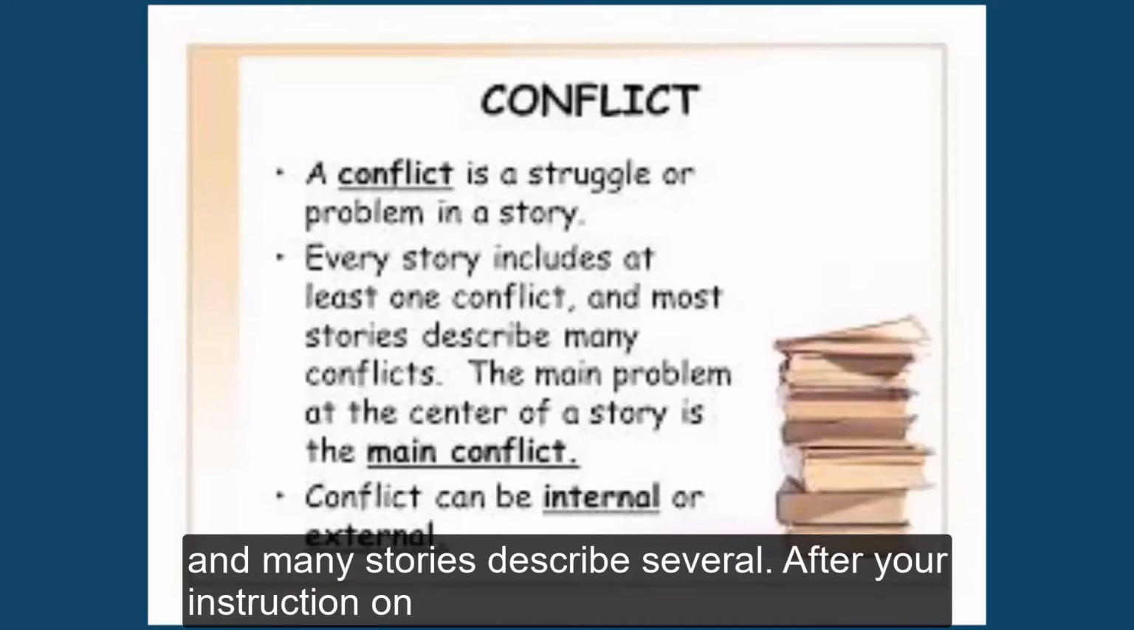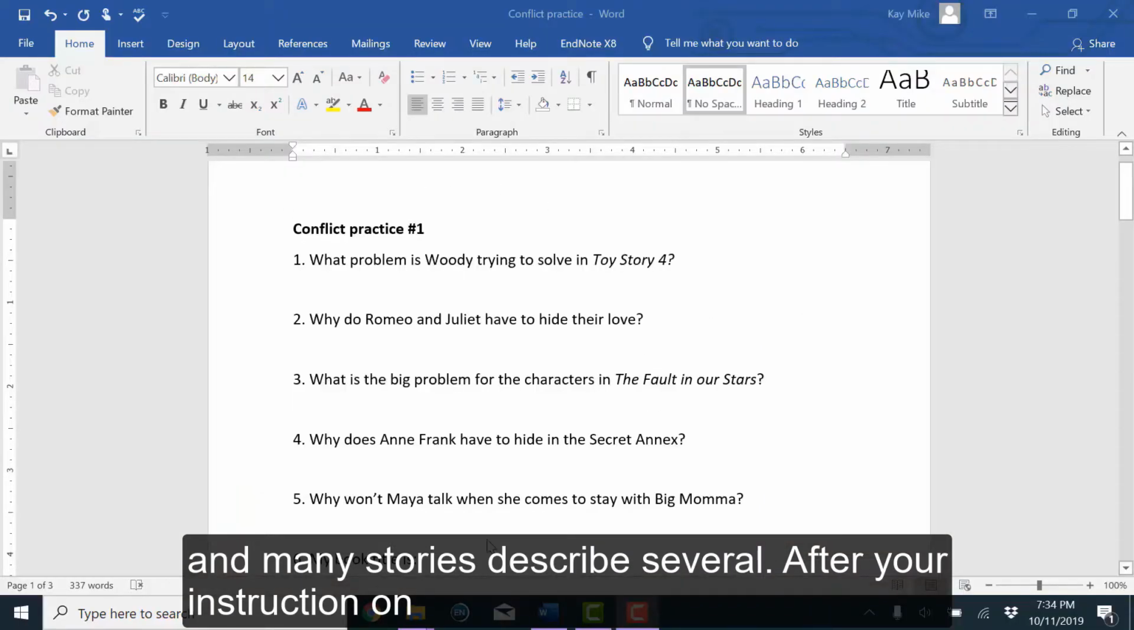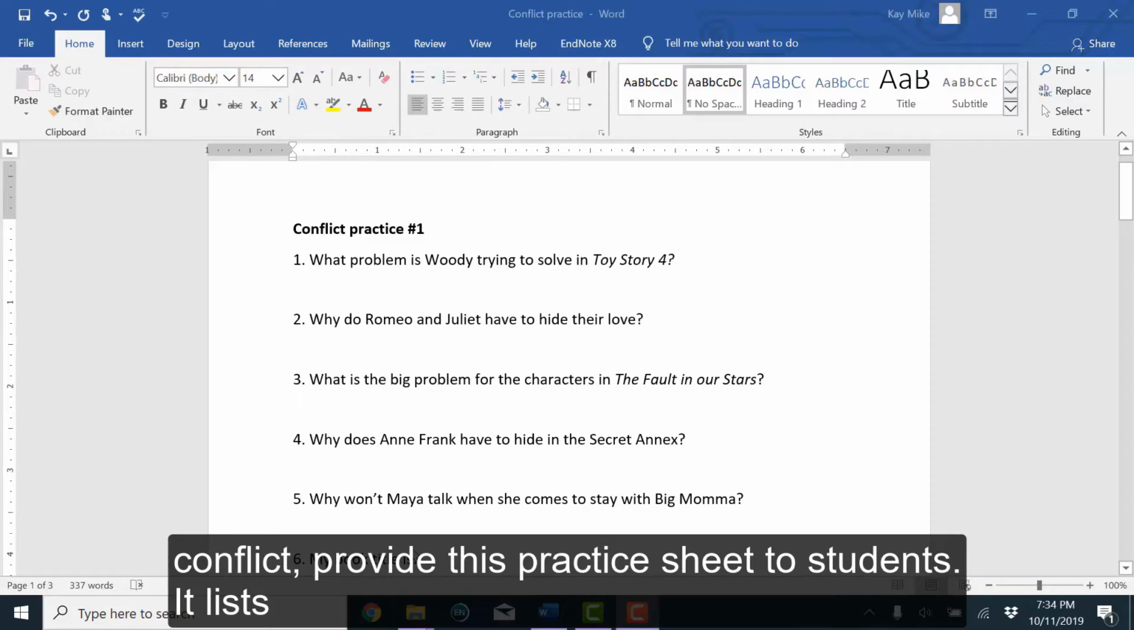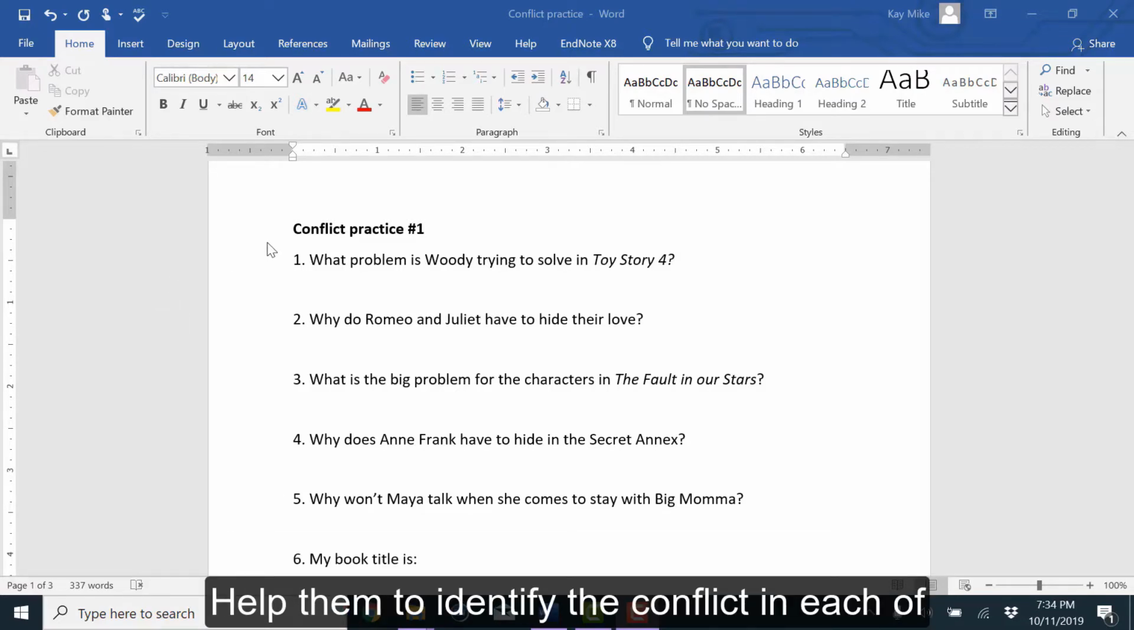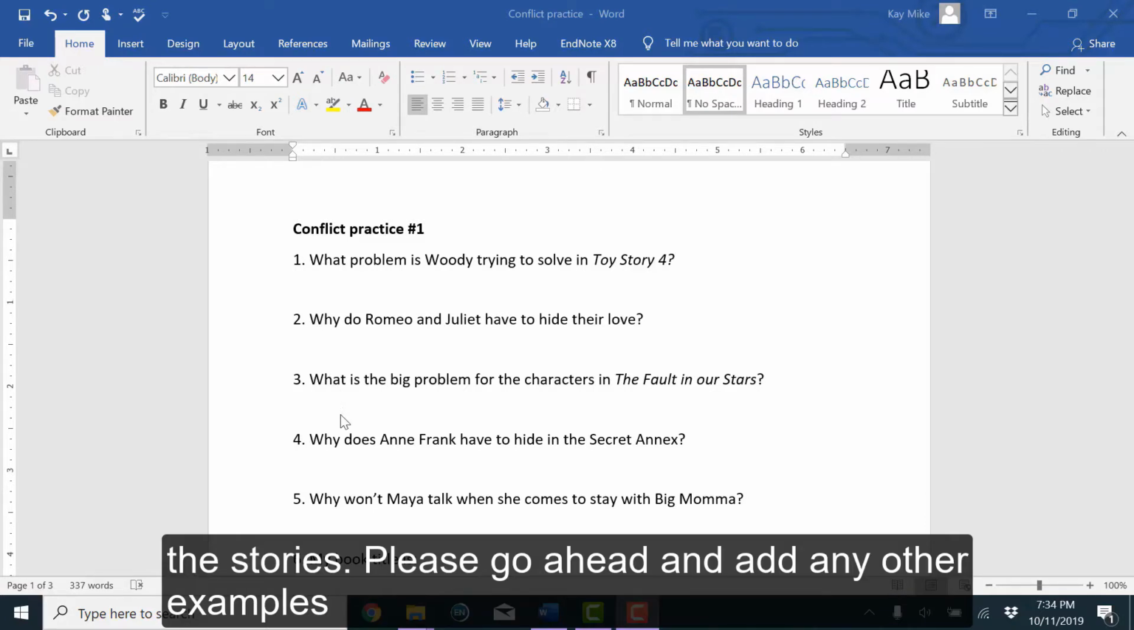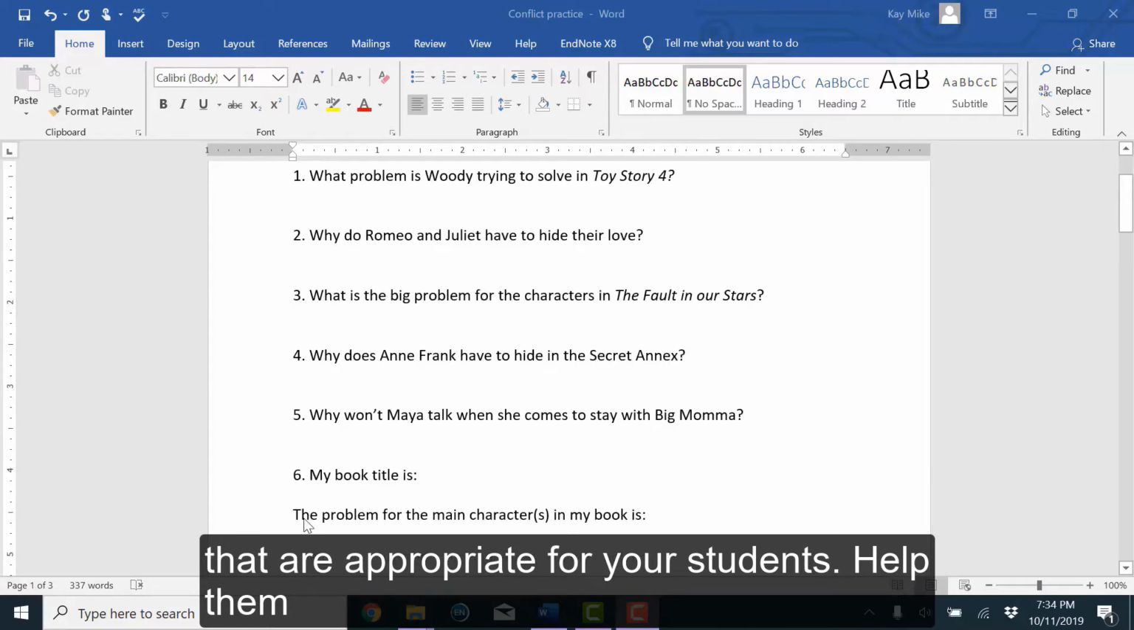After your instruction on conflict, provide this practice sheet to students. It lists familiar stories from books and movies that they have seen. Help them to identify the conflict in each of the stories. Please go ahead and add any other examples that are appropriate for your students. Help them to start identifying the conflict in their own book.